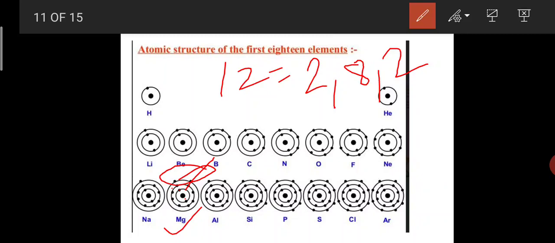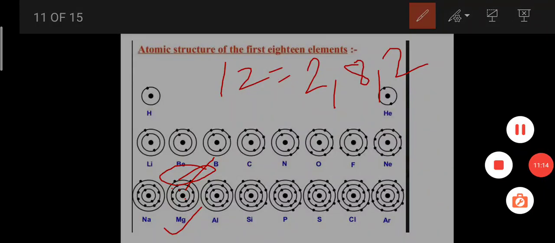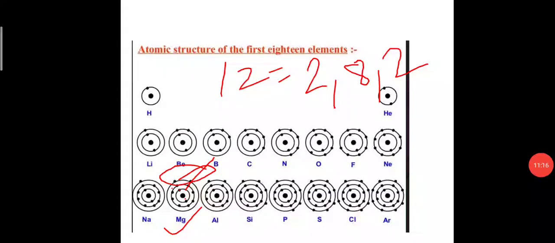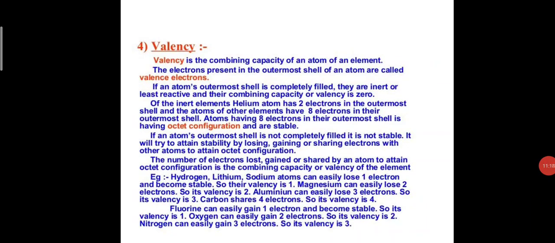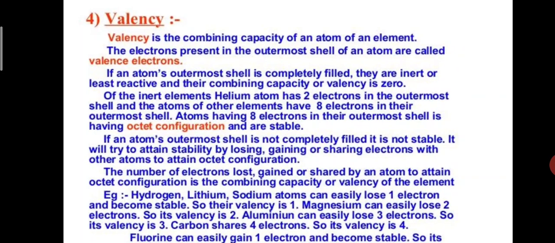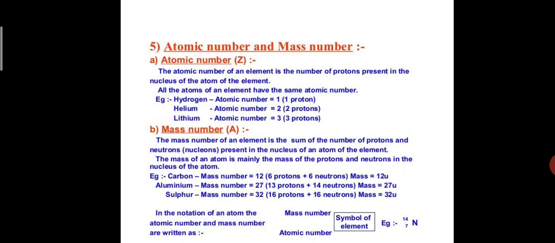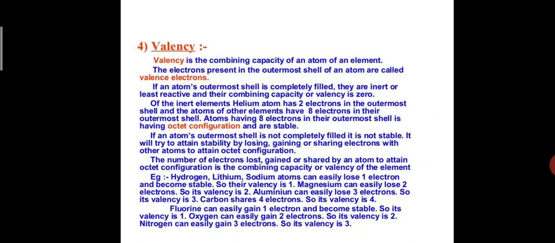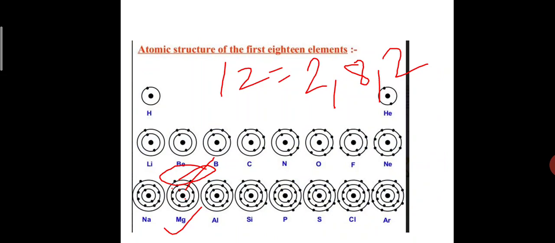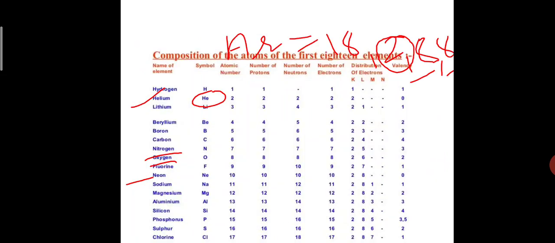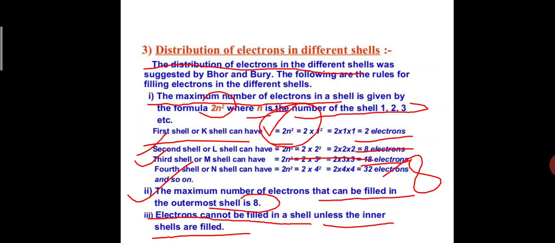So in this way you can do the electronic configuration of an atom. You can distribute the electrons in each orbit. So I hope you understand, student. And in the next video we will discuss valency, what is valency, and we will discuss atomic number and mass number. So first do this atomic structure of the first 18 elements, and you should learn this table also.